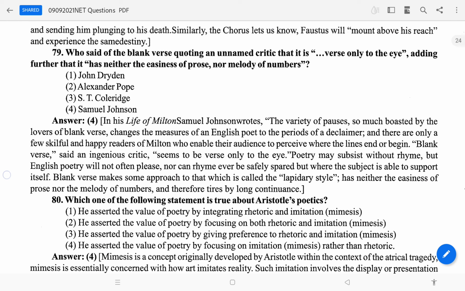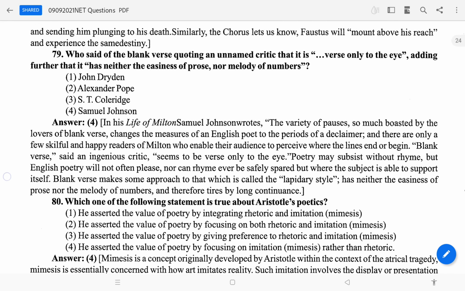Poetry may subsist without rhythm, but without rhyme English poetry will not often please, nor can rhyme ever be safely spared, but where the subject is able to support itself. Blank verse makes some approach to that which is called lapidary style, has neither the easiness of prose nor the melody of numbers, and therefore tries by long continuance.